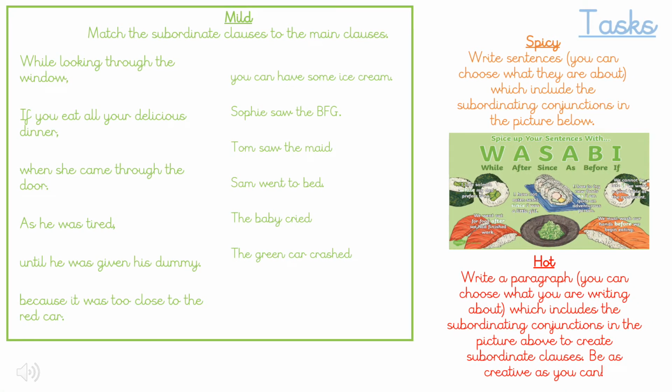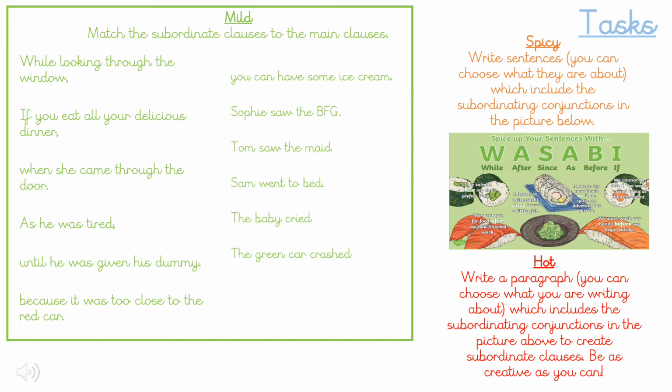I'm now going to explain to you your task for today. The mild task is to match the subordinate clauses to the main clauses. For example, if you eat all your delicious dinner, you can have some ice cream. The spicy task is to write a sentence. You can write about anything you want to, and include the subordinating conjunctions in the picture below. For example, as she was hungry, Miss Charman decided to cook some pasta.